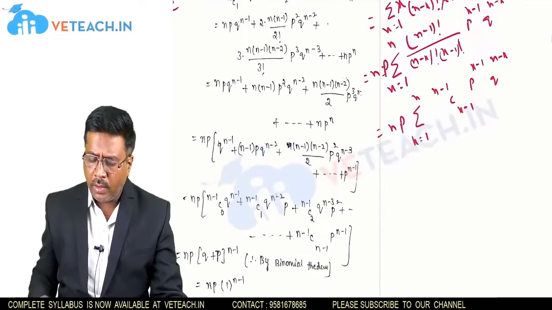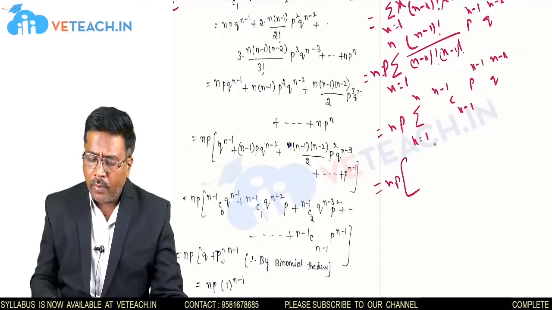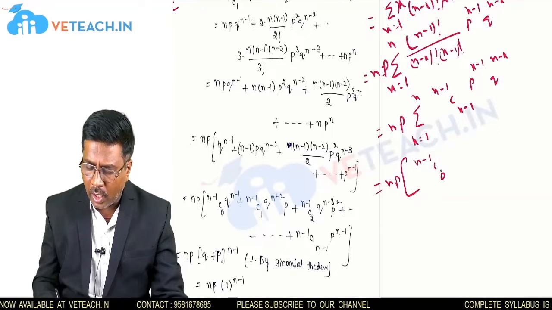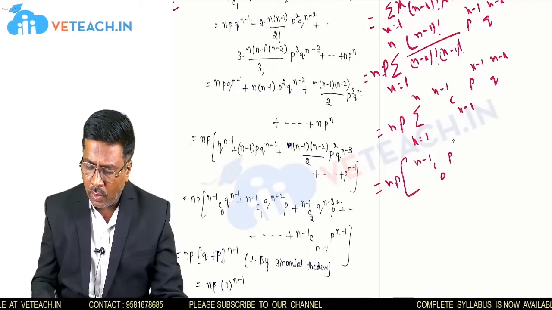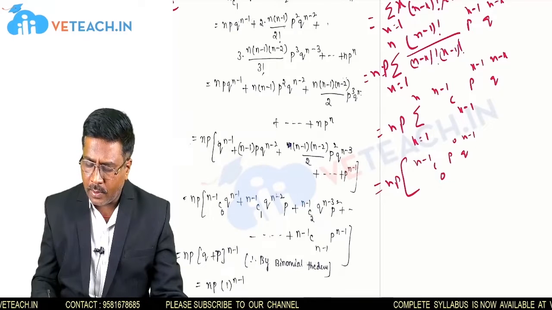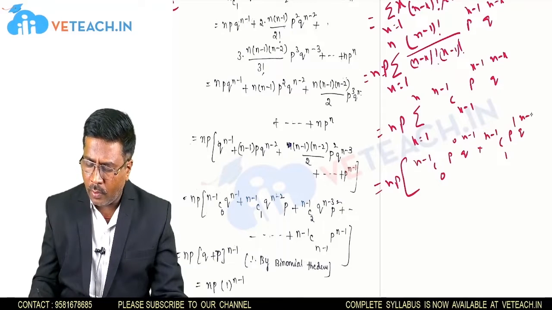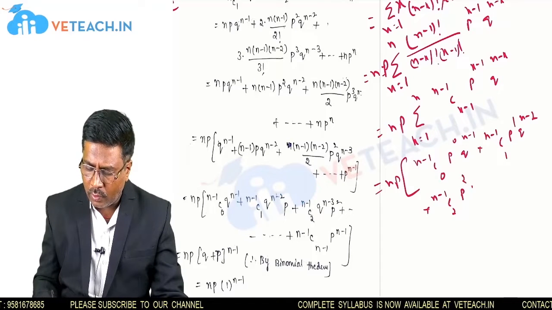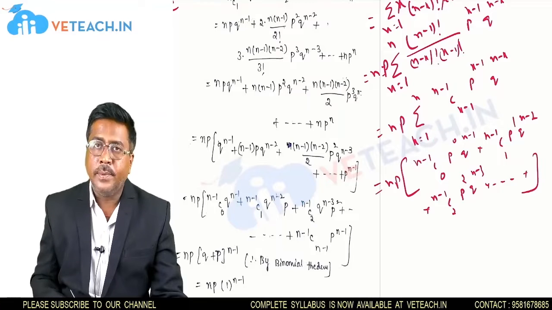Now we have to expand the first term. So this is np into, first I have to expand x is equal to 1, that is n minus 1 C 0 into p to the power of 1 minus 1, which is 0, into q to the power of n minus 1, plus n minus 1 C 1 into p to the power of 1 into q to the power of n minus 2, plus n minus 1 C 2 into p to the power of 2 into q to the power of n minus 3. Like that I have to expand up to the last term this way.